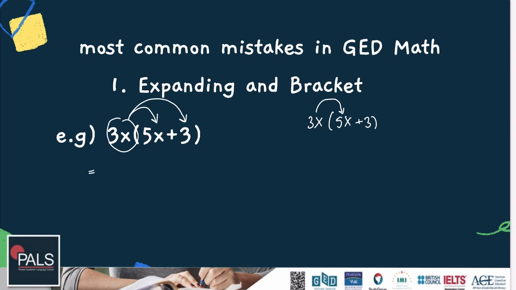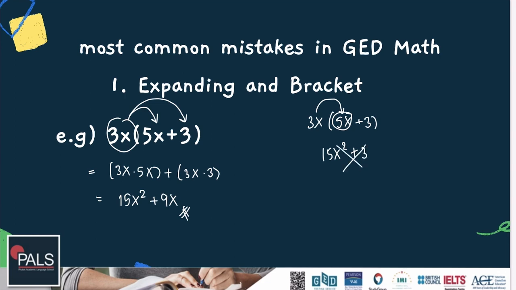So your answer will be like this: 3x times 5x plus 3x times 3. So it will be 15x squared plus 9x. This is the final answer. But some students just expand to only the 5x, so the answer becomes 15x squared plus 3. It's like this, so it is wrong. So be careful when you're expanding terms into brackets. Please expand to every term in the brackets.